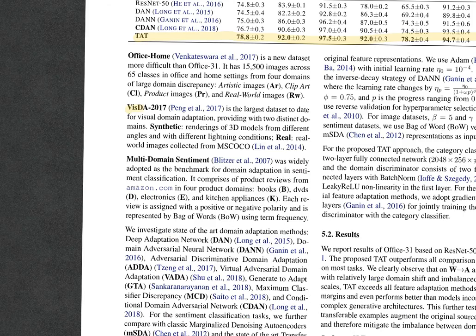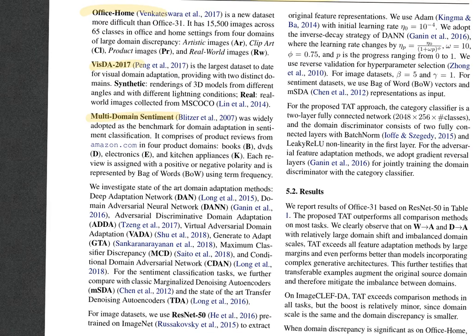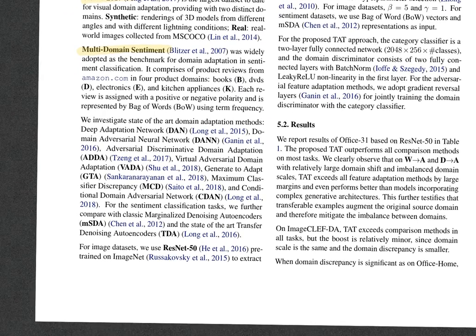They worked on a couple of other datasets and domains as well. For the multi-domain sentiment, this dataset was widely adopted as a benchmark for domain adaptation. It comprises product reviews from Amazon.com in 4 product domains of books, electronics, kitchen appliances, and DVDs.